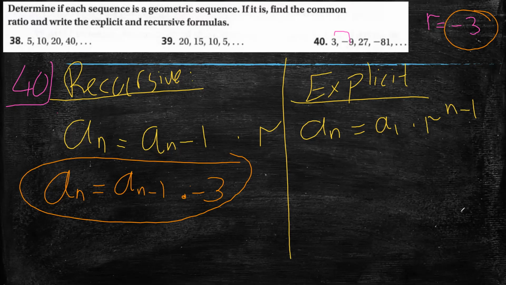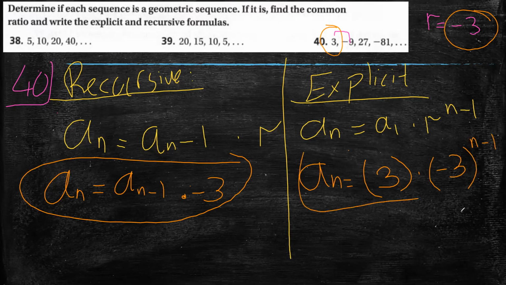Let's write now the explicit formula. To write the explicit, I need the first term. What is the first term? It's a 3 times R. It's -3, raised to the power n minus 1. This will be now an explicit formula. Is it clear now? Yes, teacher.